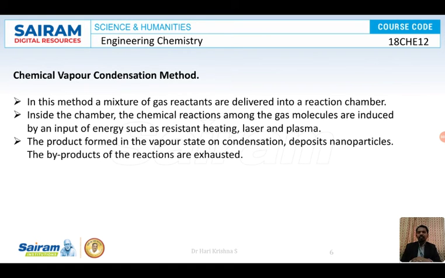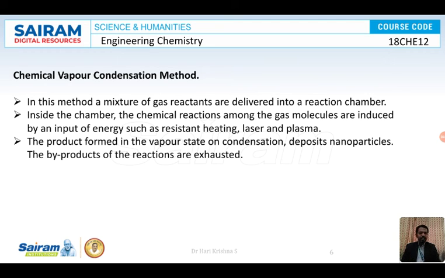In this method, a mixture of gas reactants is delivered into a reaction chamber. Inside the chamber, a chemical reaction occurs. A reaction among the gas molecules is induced by an input of energy such as resistive heating, laser or plasma. The product formed in the vapor state condenses and deposits nanoparticles, and the byproduct reactants are exhausted.